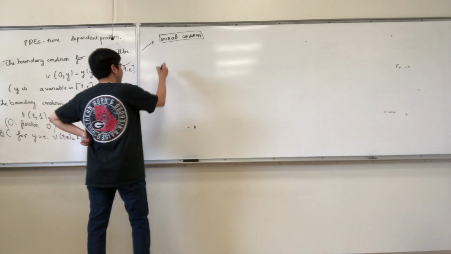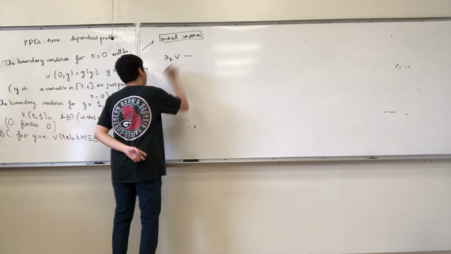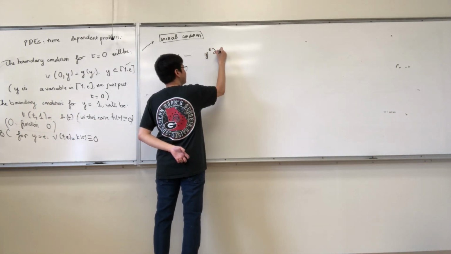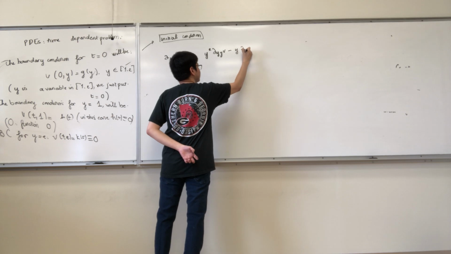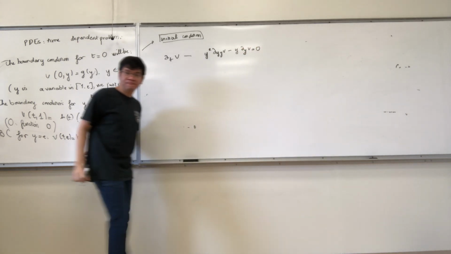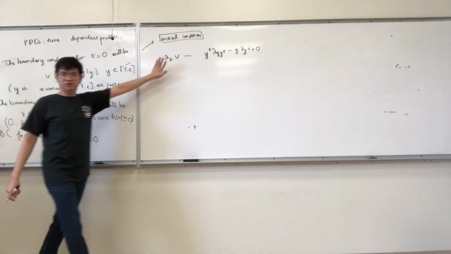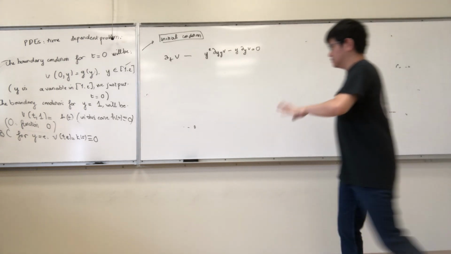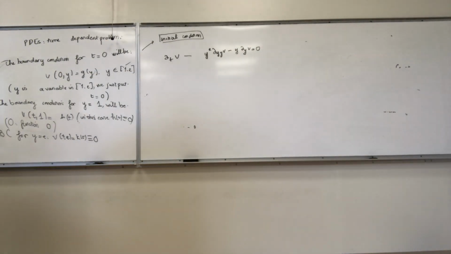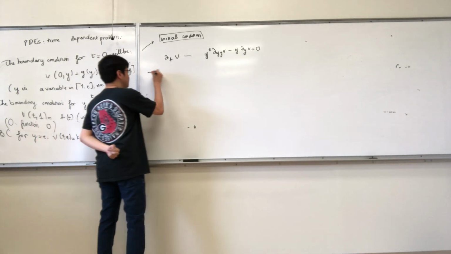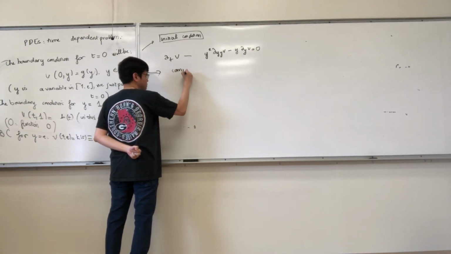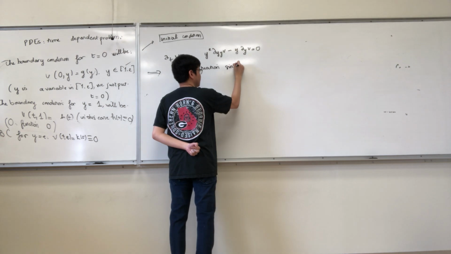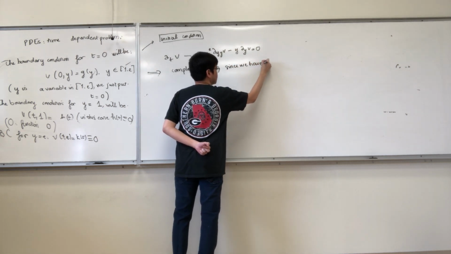Now let us try to solve the equation that we have. So we have the derivative in t of v, minus y squared times the second derivative in y of v, minus y times the derivative in y of v, equals 0. This is the equation that we try to solve. This is a complex situation because you have 2 variables, t and y.